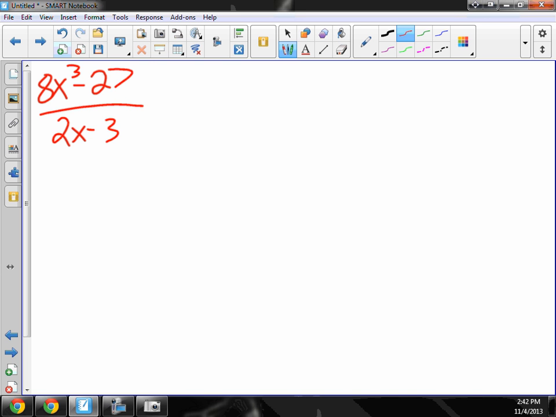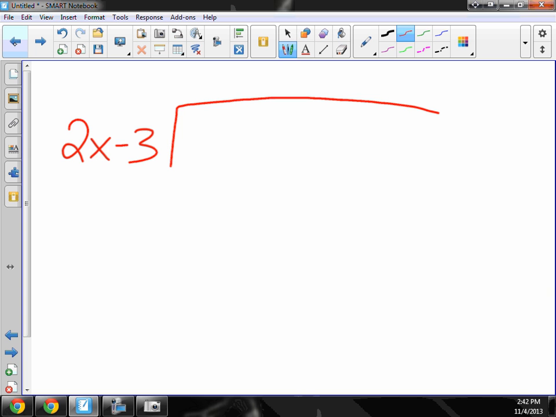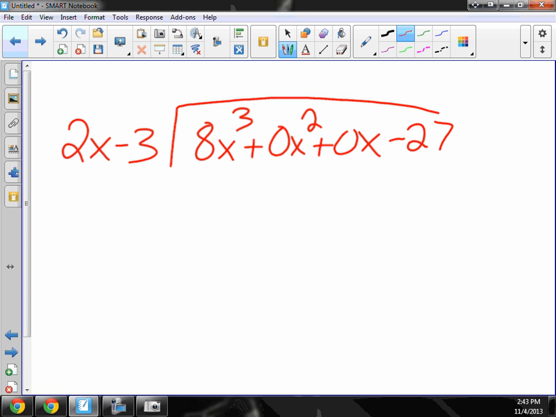It doesn't have an x squared or an x. Now, I could probably factor, but we're going to practice synthetic division. So 8x to the third plus 0x squared plus 0x minus 27. Okay. So, how many times does 2x go into 8x to the third?